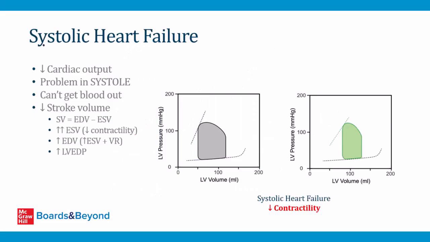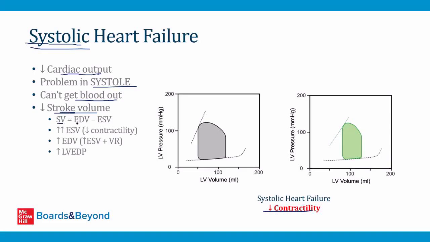Let's talk in a little bit more detail about systolic heart failure. So in systolic heart failure, there's a fall in cardiac output. And the reason this happens is because there's a problem with systole. That's why it's called systolic heart failure. There's a decrease in contractility. The left ventricle is not squeezing normally, so it can't get the blood out normally into the aorta. This leads to a fall in the stroke volume. Each time the left ventricle squeezes, there's less blood pushed out compared to normal in systolic heart failure. That's a fall in stroke volume.